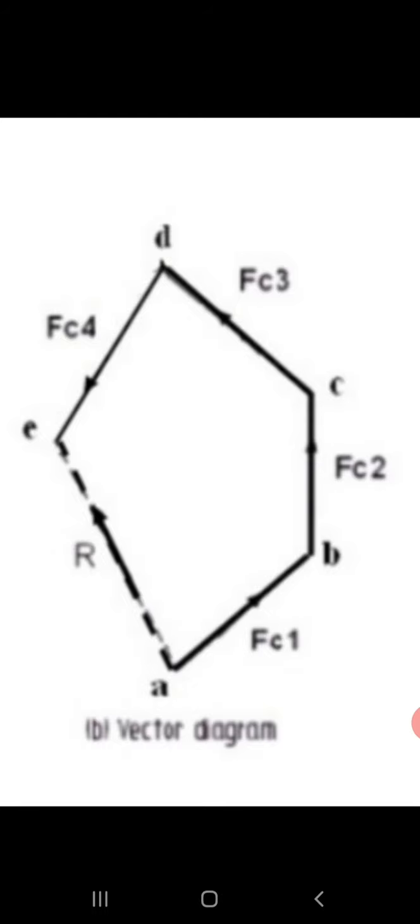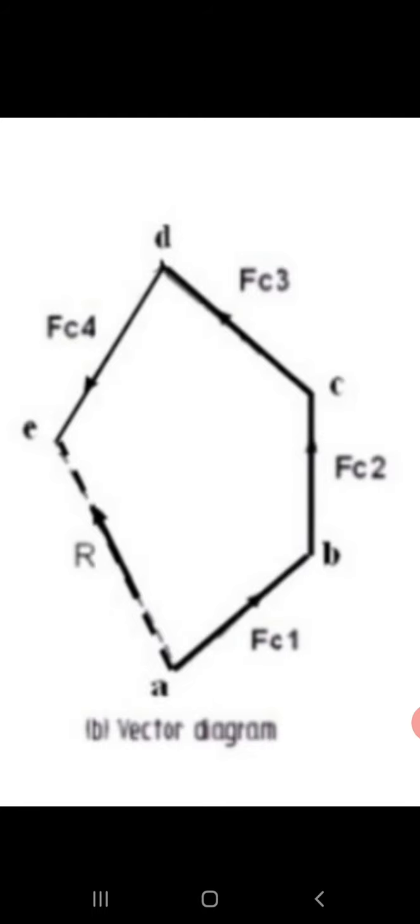Then from point B, calculate the value of m2r2, convert it with a suitable scale, and draw the line B to C, that is Fc2 or the m2r2 value, at an angle theta 2 degrees from point B. So from point B, taking the horizontal, draw theta 2 degrees at the point C. Now we have reached point C.